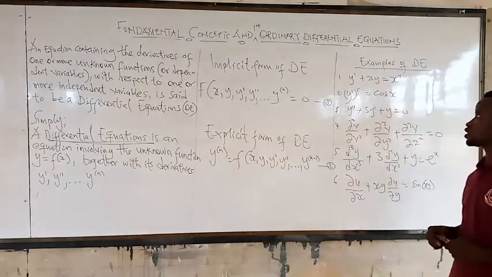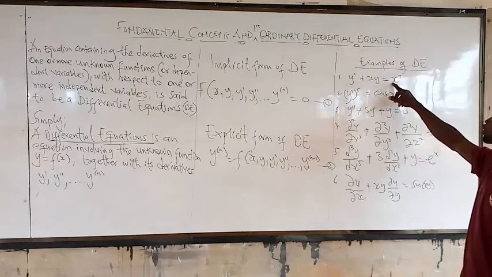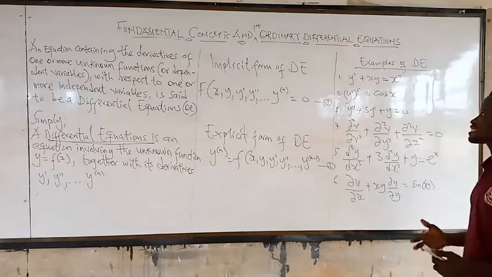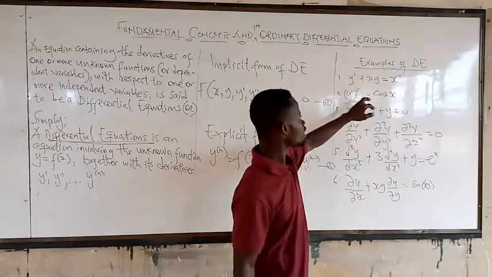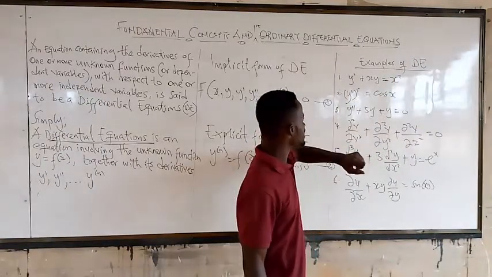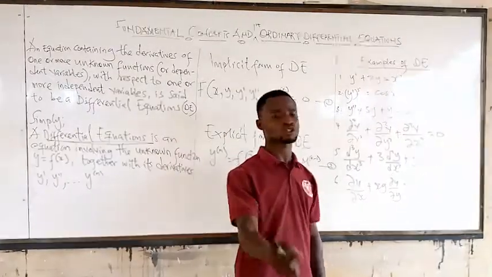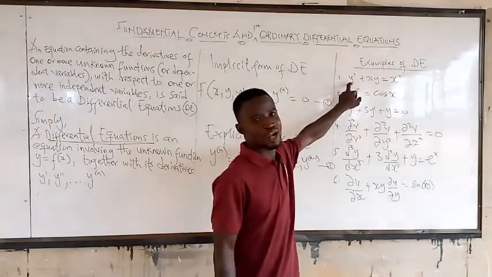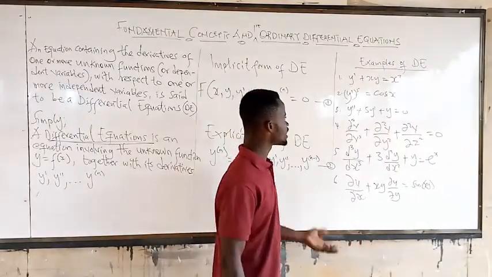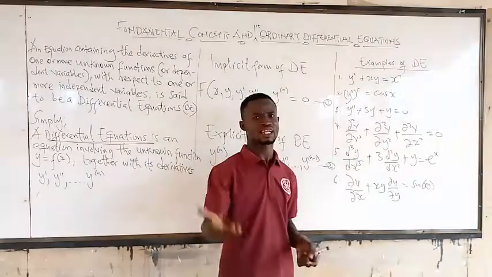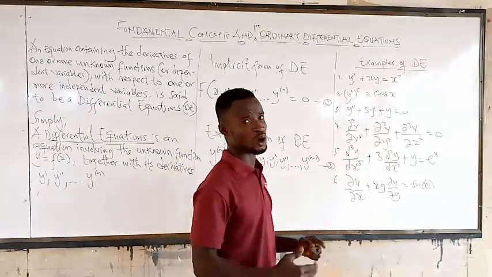Examples of differential equations. First one, we have y prime plus fy is equal to f squared. The question is, why is this a differential equation? It's a differential equation because we have the dependent variable y in it. We also have x in it. And the most important thing is that we have y prime in it, that is the first derivative. We can also have second derivative and others, but the idea is that since we have a derivative in it, we say that it is a differential equation.